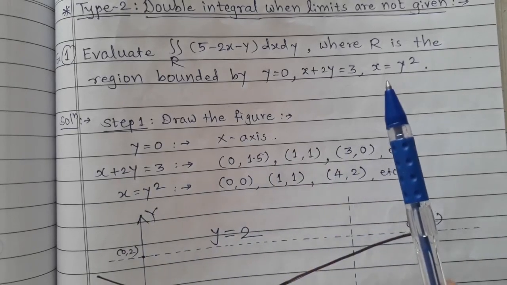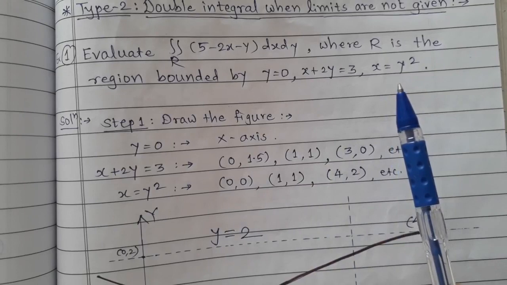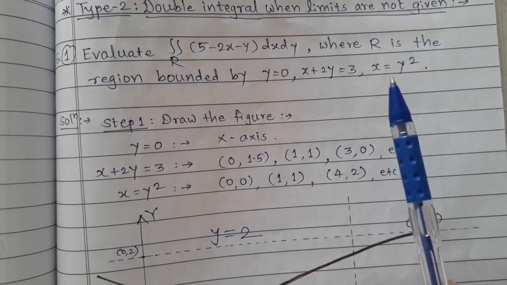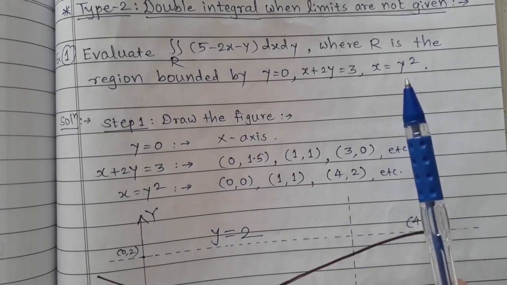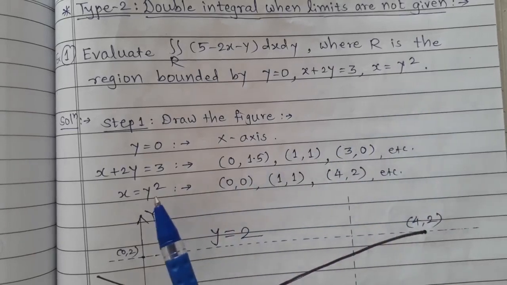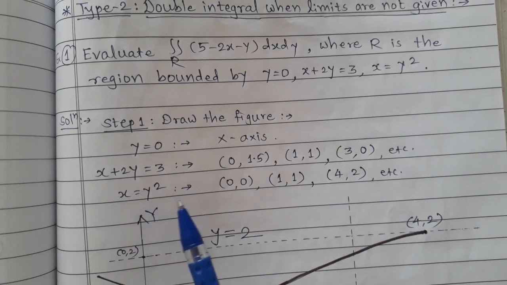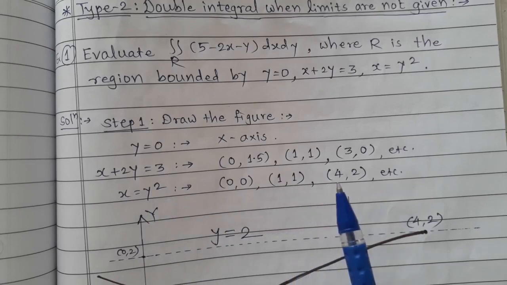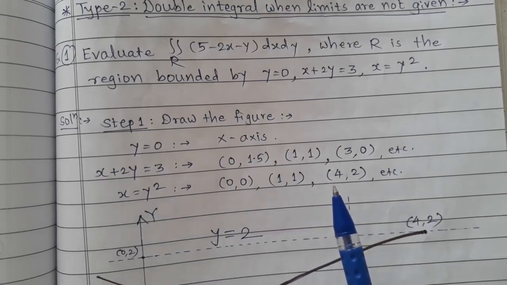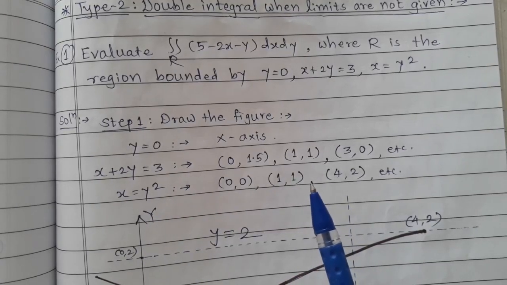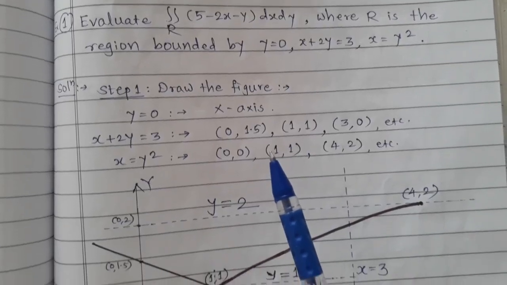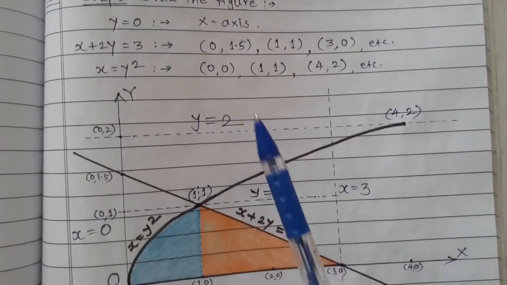Third, x equal to y square is a parabola which is symmetrical about the x axis because the powers of y are even. If I put y as 0, x will be 0; y as 1, then x will be 1; and if y is 2, then x will be 4. So these are some of the points on the parabola. We can plot all 3 curves with the help of these points now.